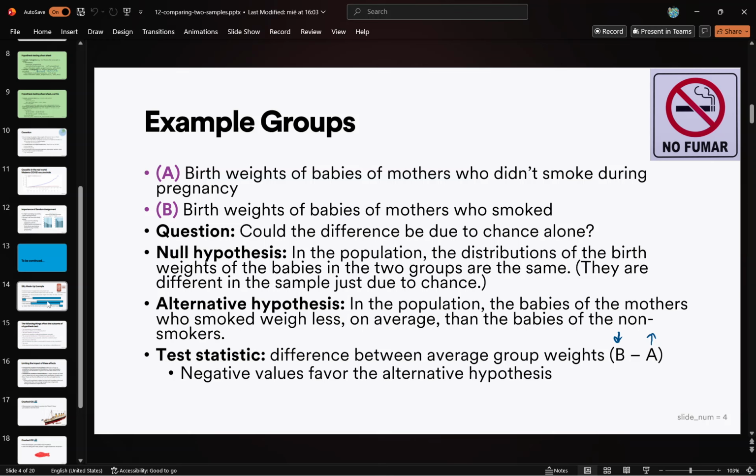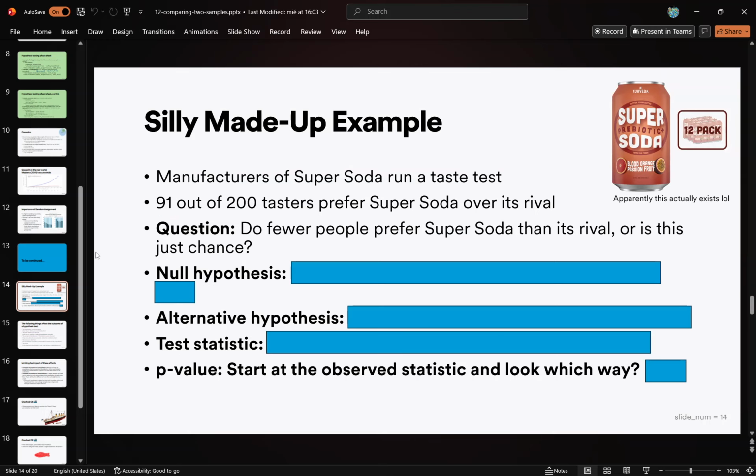And so I want to do a different example, a silly one from maybe not the textbook, but from the Berkeley people. So here is a made-up example from a company called Super Soda. Let's say that the Super Soda people run a taste test against their competitor, Coke or Pepsi or whatever, and 91 out of 200 people, they got 200 people that they paid for the survey, 91 out of 200 tasters in their blind taste test preferred Super Soda over Coke or whatever.